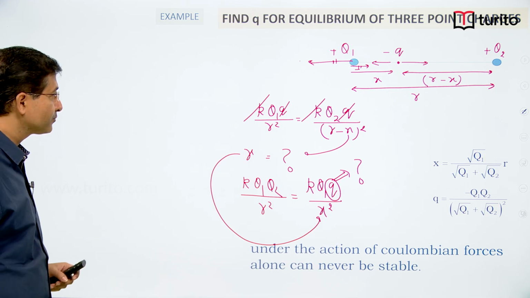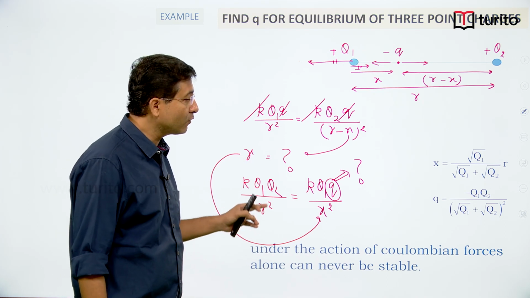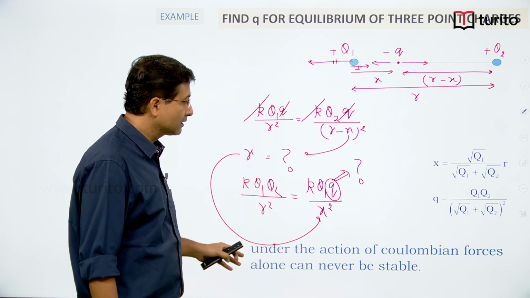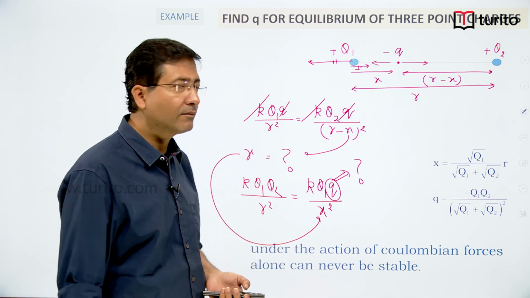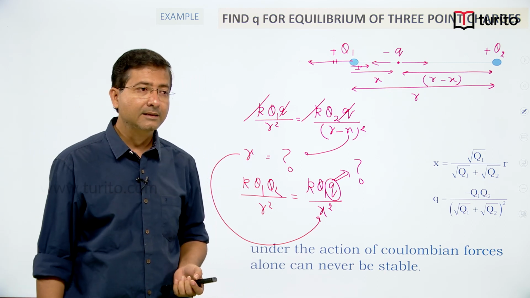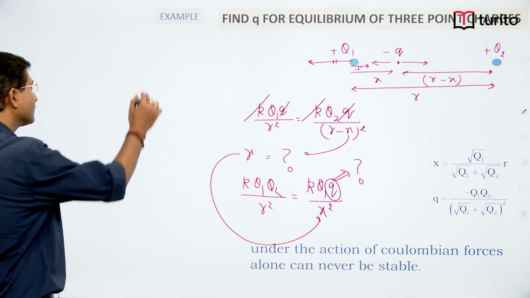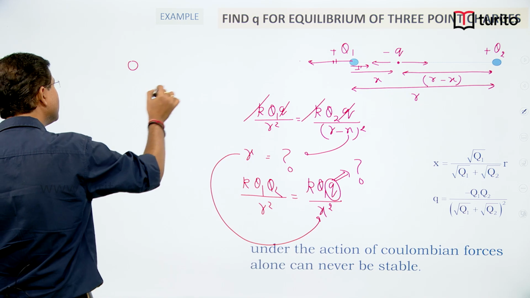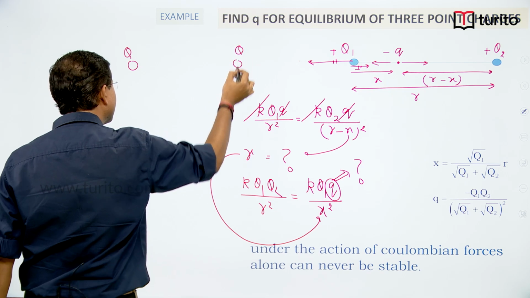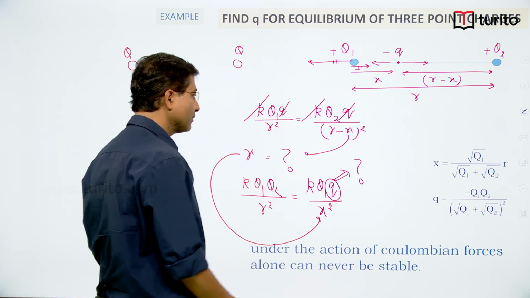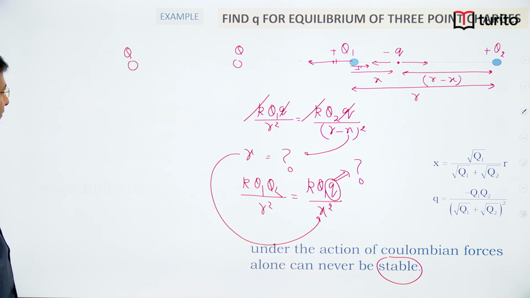So, one more point, see, under the action of only Coulombian force, the system can never be in stable equilibrium. What is stable equilibrium? What is unstable equilibrium? Let us understand that. So, if I take two similar charges, we are going to understand the meaning of stable equilibrium, then I will come to this statement again, stable equilibrium, right.